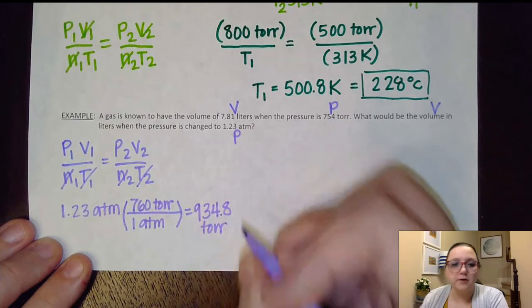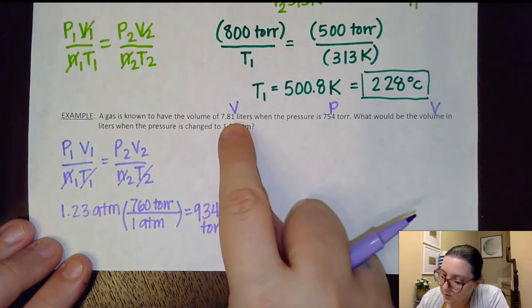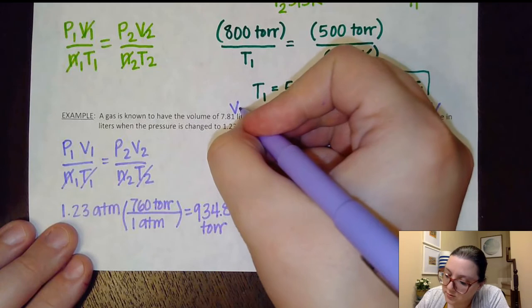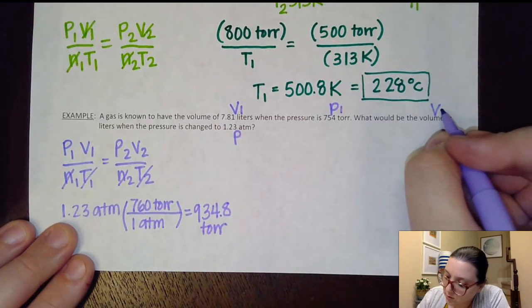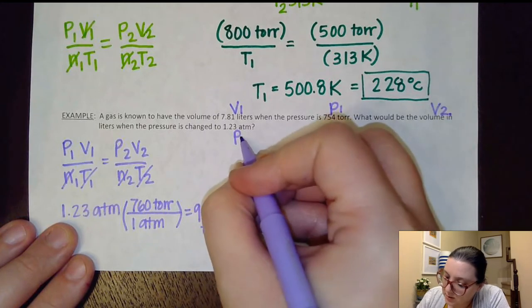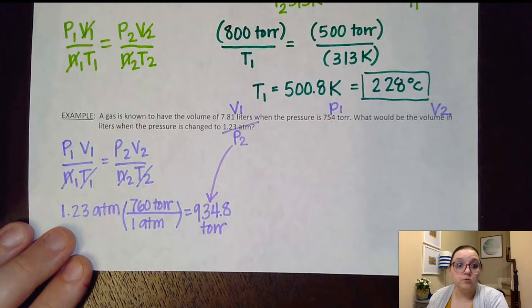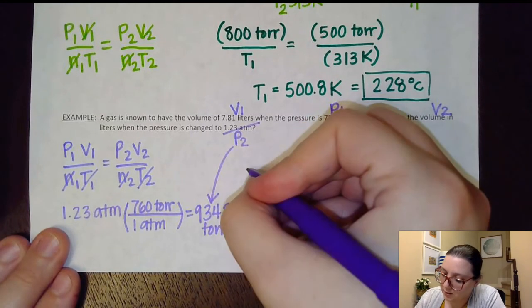Now, I do need to figure out which variables need to go together. The 7.81 liters needs to go with the pressure being 754 torr. So I'm going to set those as V1 and P1. And then I'm going to set this new volume as V2. Now this P2 is actually going to be this value down here versus the 1.23 atmospheres, since we converted it. So now that I've got everything matched up and in the same unit, I can go ahead and plug these into my calculation.